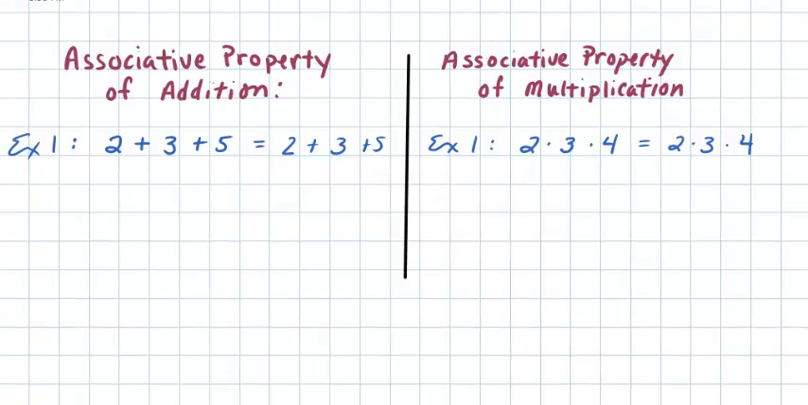Okay, let's look at the associative property. The associative property applies to both addition and multiplication. So there's actually two separate properties, the associative property of addition and the associative property of multiplication.